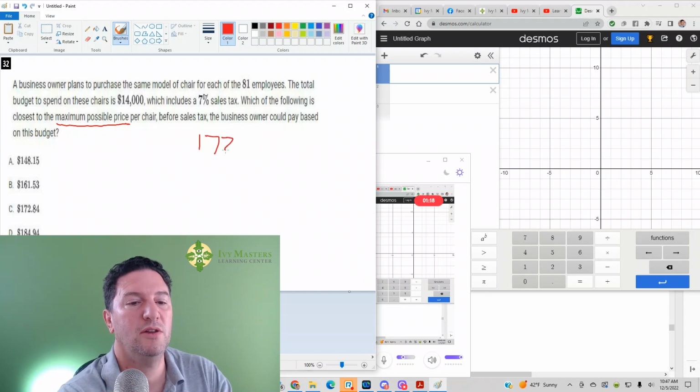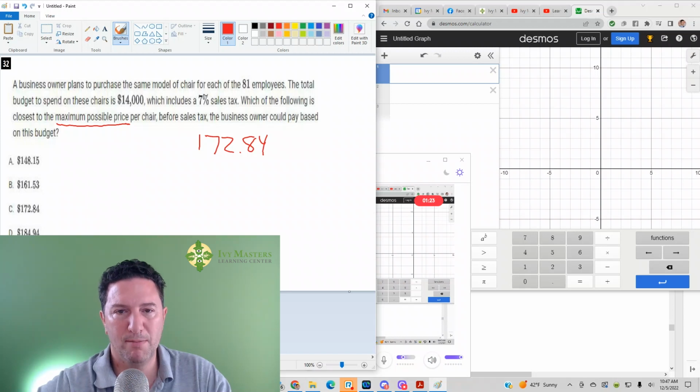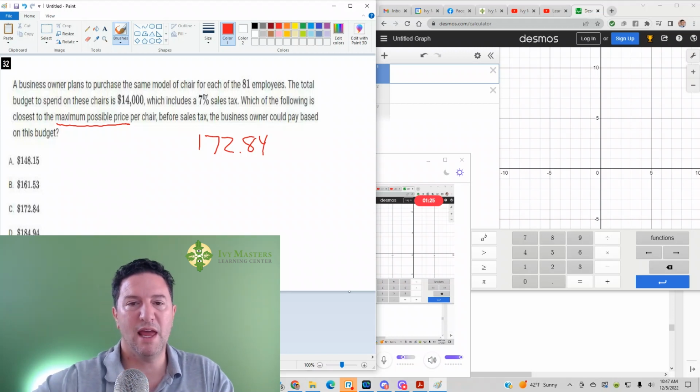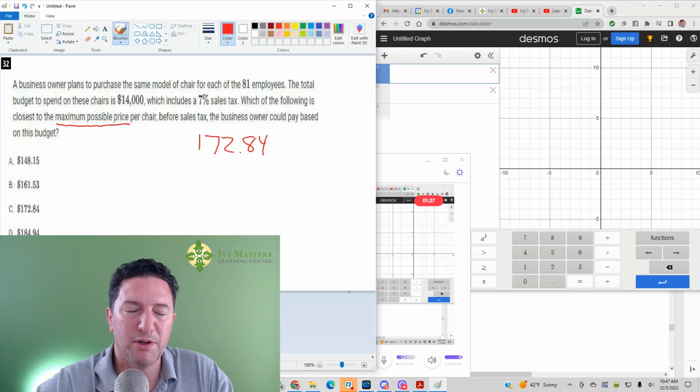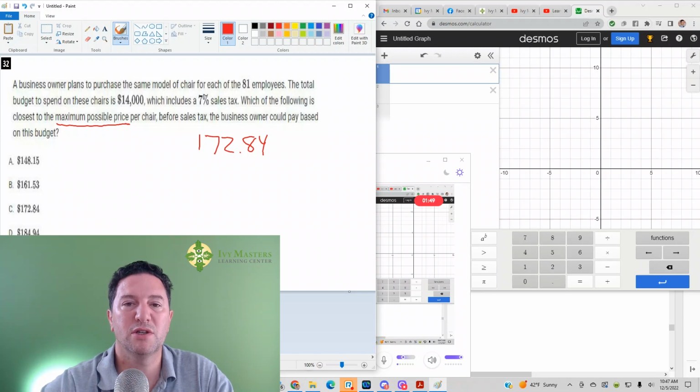So you've got 172.84. What most students will do is they'll multiply by 0.07 and then add that to the original. But there's a shortcut here. You can multiply by 1.07 to put 7% on that original price. So then you could do it in one step. Instead of multiplying by 0.07 and adding it to the original, just multiply by 1.07 right away. So if it was an increase of 70%, then you multiply by 1.7. Increase of 17% would be 1.17 and so on.